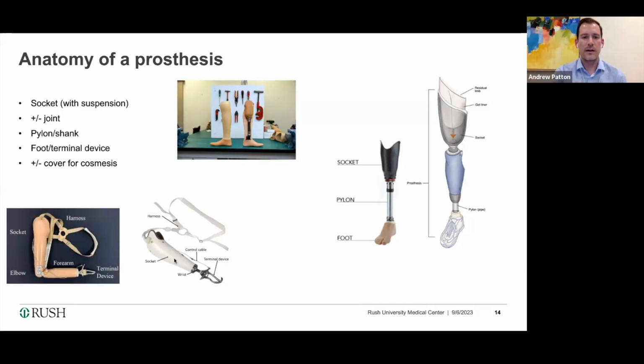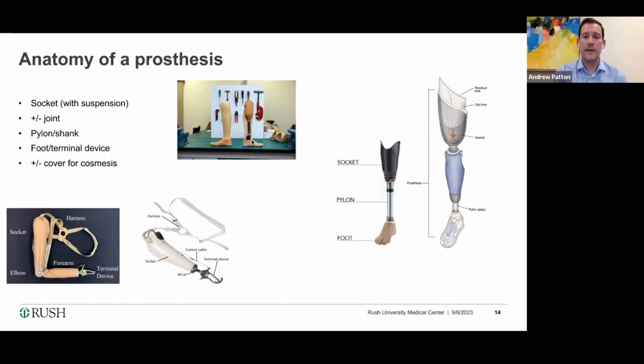This is for somebody who has a transradial. So they would fit their distal part into the socket. They have, this is the wrist or pylon, and then they have the terminal device here. And then you can have a cover for this stuff. So this is showing that here. You can see the pieces underneath, which were demonstrated here.